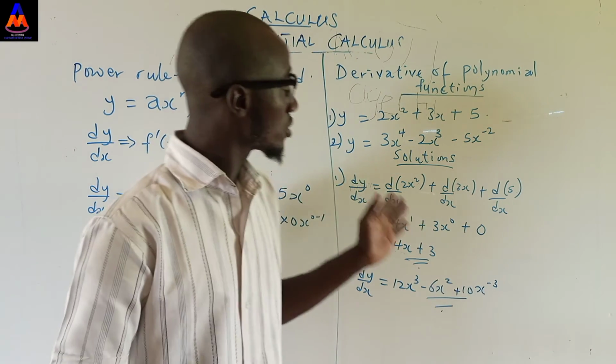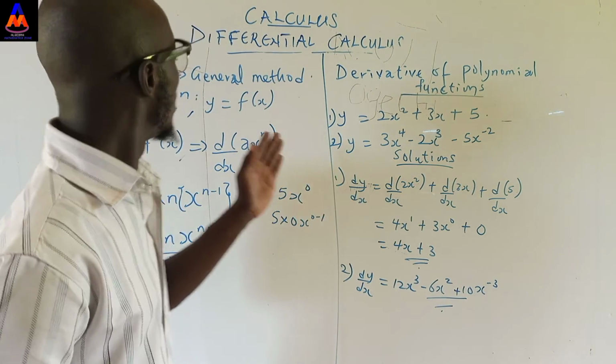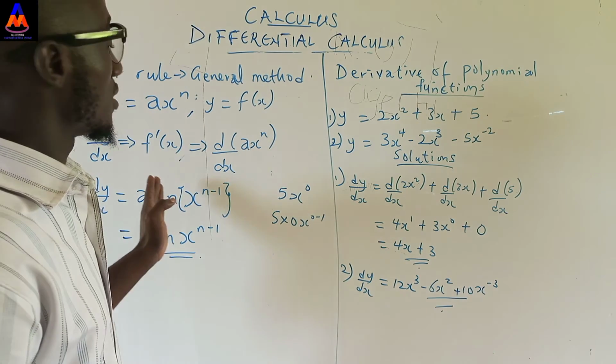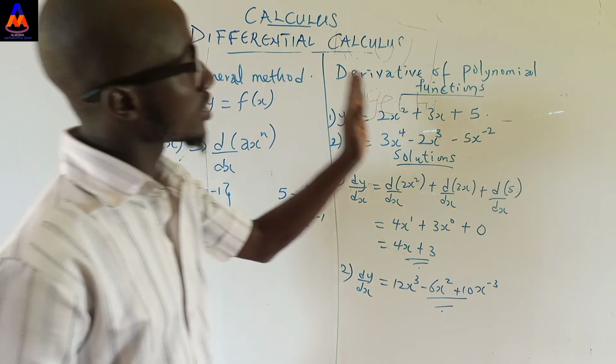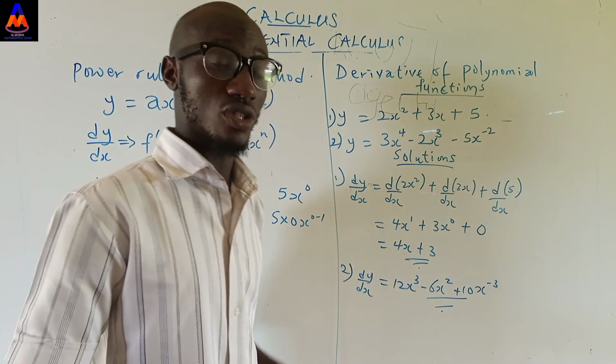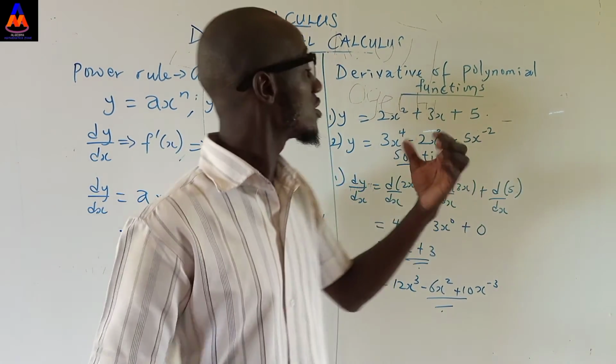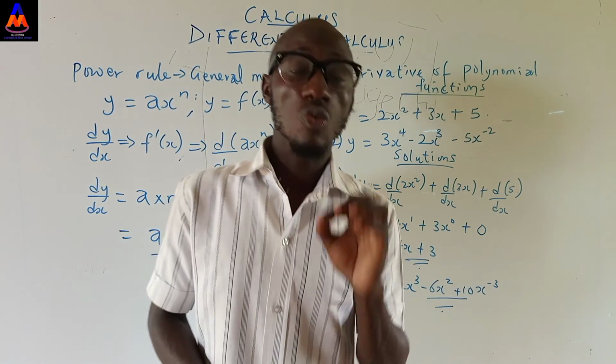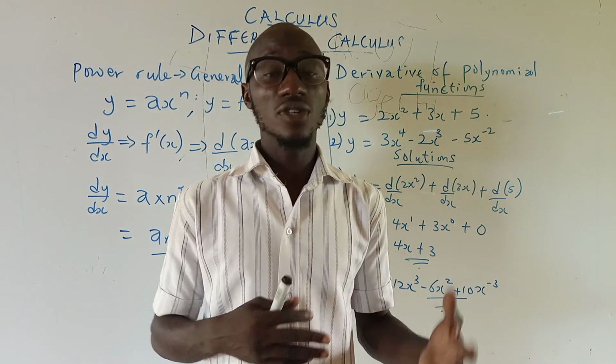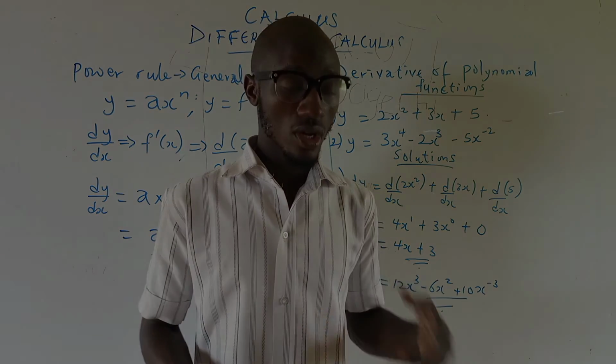So these two examples should explain the general rule that we just explained here when you are differentiating a polynomial function. For any polynomial function, you differentiate each term of the polynomial one after the other. We still have some other differentiation that we are going to delve into. Let's move on.